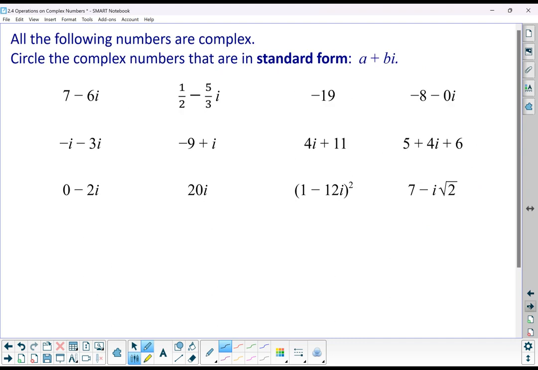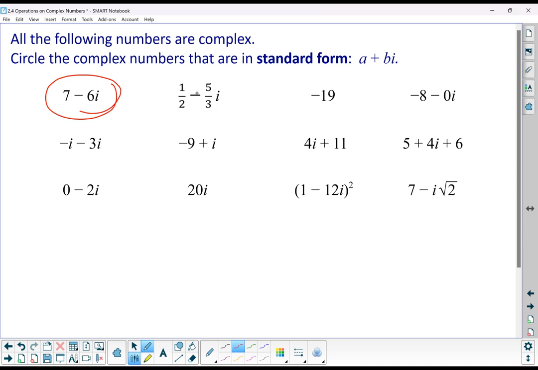So here's some examples of some different complex numbers. All of these are complex numbers. So we want to circle the ones that are in standard form, which is a plus bi. And anything that is not in standard form, we're going to simplify and write it in standard form. So this first one has real part 7 plus imaginary part negative 6i. So this is in standard form. Now, please note, if b is a negative number, it will look like a minus bi, but that's still in standard form. So let's go across the rows.